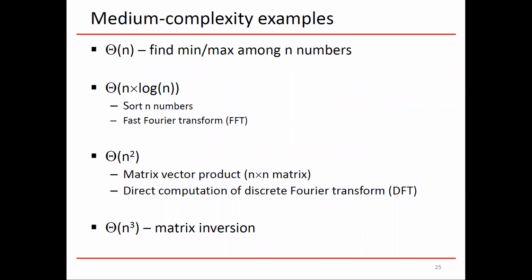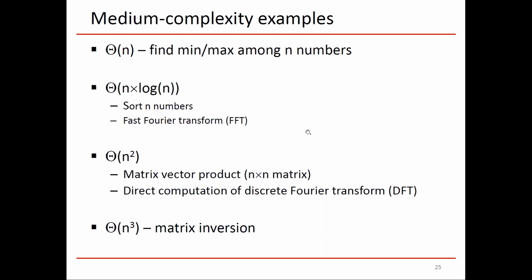Another class would be medium complexity, theta of n. We have n numbers, we want to find the minimum or the maximum. N log n. We've chatted about sorting. We had the insertion sort, which was n squared, and in contrast, the merge sort is n log n. Similarly, a fast Fourier transform, FFT, is n log n, whereas a discrete Fourier transform is n squared. Another example of theta of n squared is a matrix vector product.